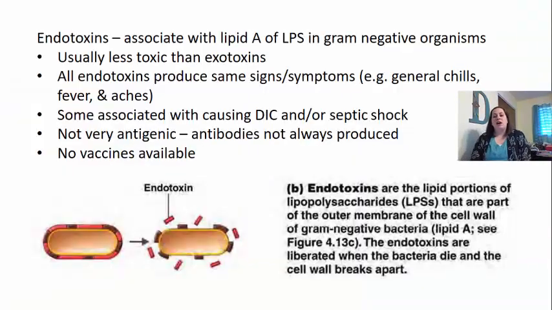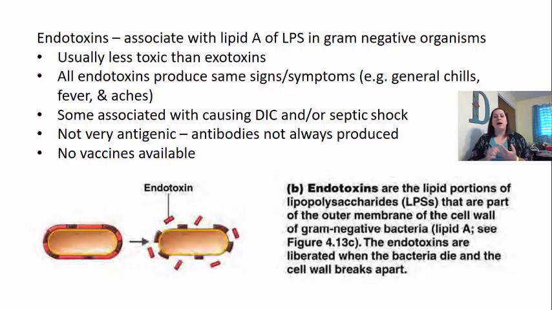The next are endotoxins. Endotoxins are associated with lipid A of LPS in gram-negative organisms. All right, so exotoxins were bigger in gram-positive. Endotoxins are more of an issue in gram-negatives. These are usually less toxic than exotoxins. All endotoxins produce the same signs and symptoms. They cause general chills, fevers, and aches.